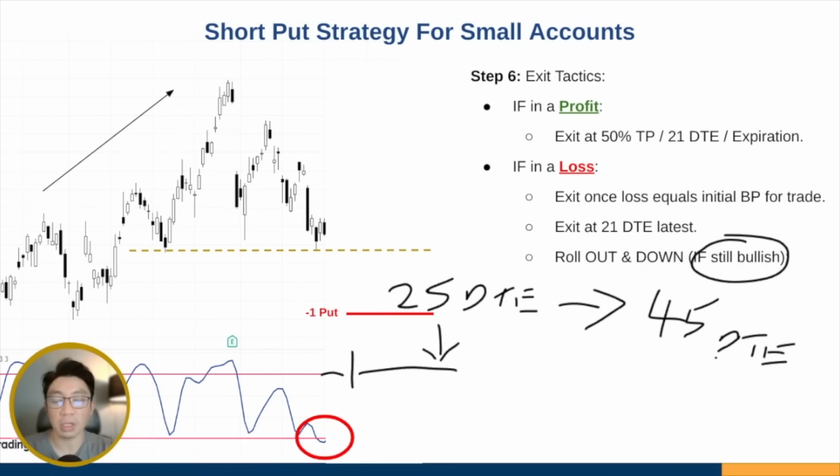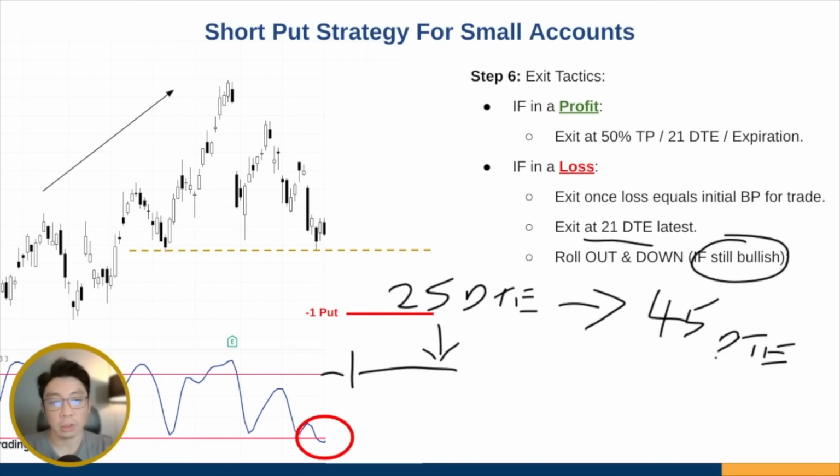Because if the stock is going to keep crashing even after you roll, no matter how many times you roll down and out, you're still going to get caught, right? It's still going to be a loss, and your loss is going to keep increasing and increasing as the market goes down. So this is only if you still hold a bullish view on the underlying. But if you don't hold a bullish view on the underlying, then basically just exit at 21 DTE.